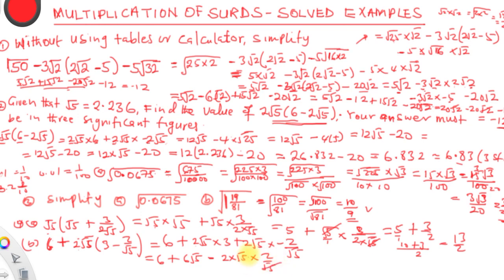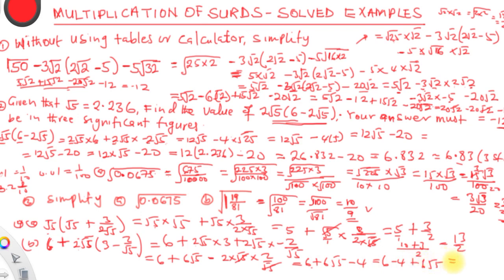So this root 5 will cancel this root 5. Okay, yes, so we get 6 plus 6 root 5. If they cancel, then we get negative 2 times positive 2, you get minus 4. So you can rewrite them, bring the rational numbers together: 6 minus 4 plus 6 root 5.